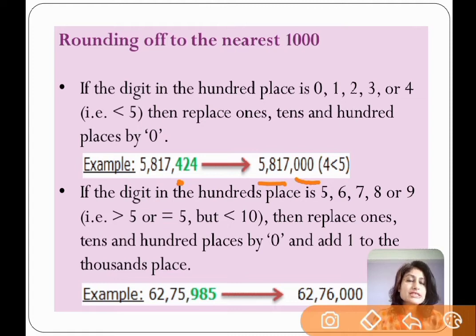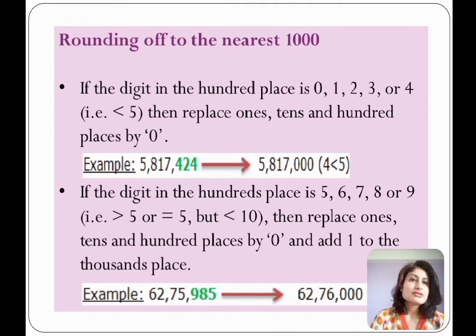And next example, what is here in the 100 position? It is 9. That means it is greater than 5. So we replace these 3 digits with 0 and we add 1 to the 1000 position. That means 5 plus 1 is equal to 6. So here is the answer, 62,76,000.